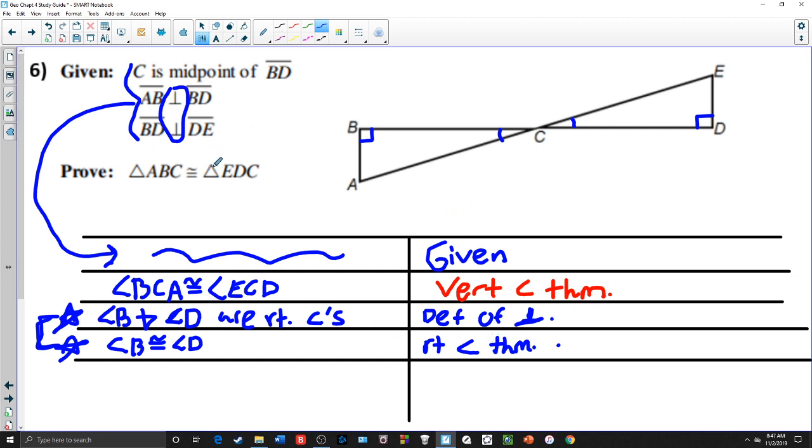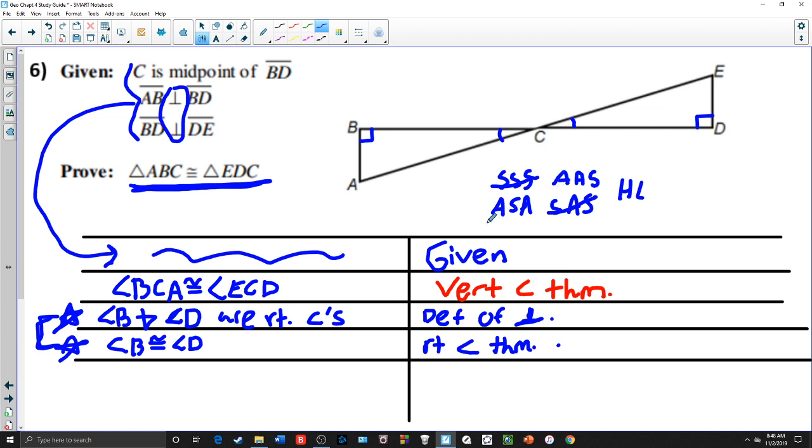Now we're pretty much almost done here. Again, our goal is to get one of those 5 cases: side, side, side; side, angle, side; angle, side, angle; angle, angle, side; and HL. These are the 5 ways we can prove 2 triangles are congruent. So let's see where we're at right now. We have 2 angles and no sides. Well, if we have no sides matching right now, SSS is probably out, and SAS is probably out as well because that needs 2 sides. But we still have some contenders in here.